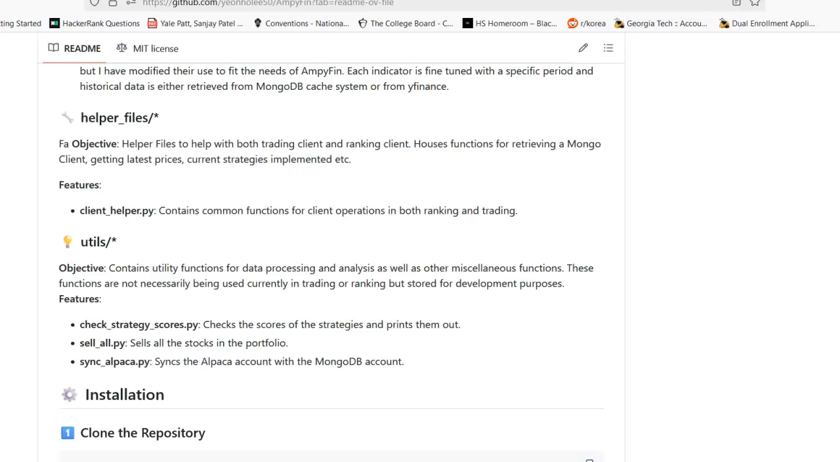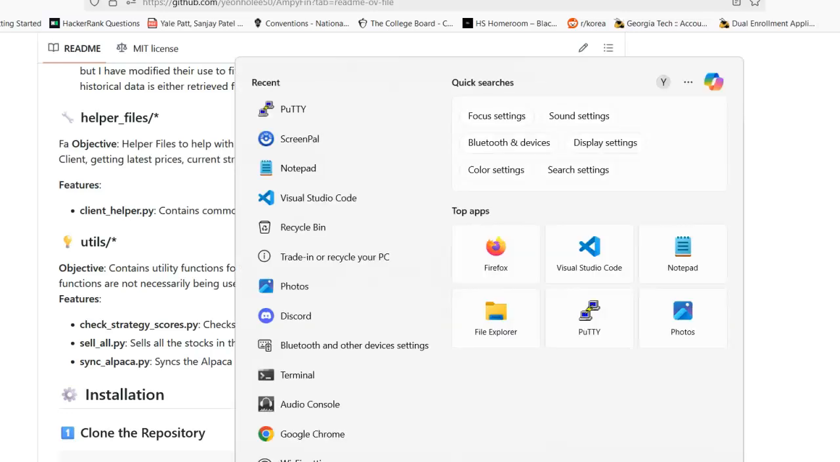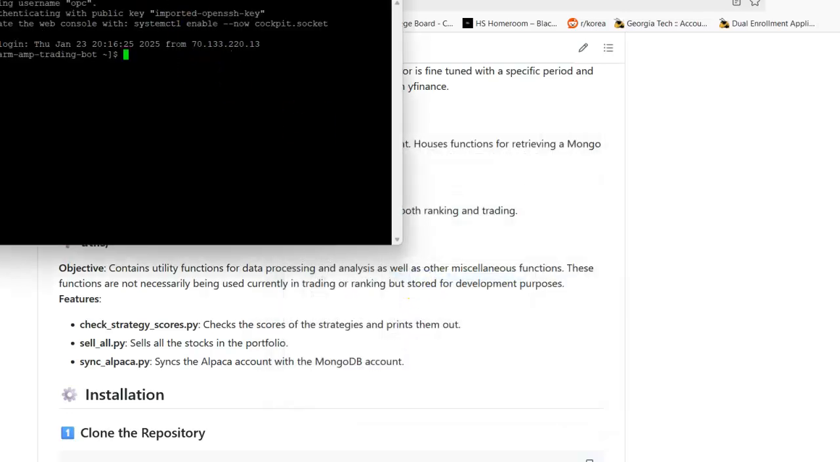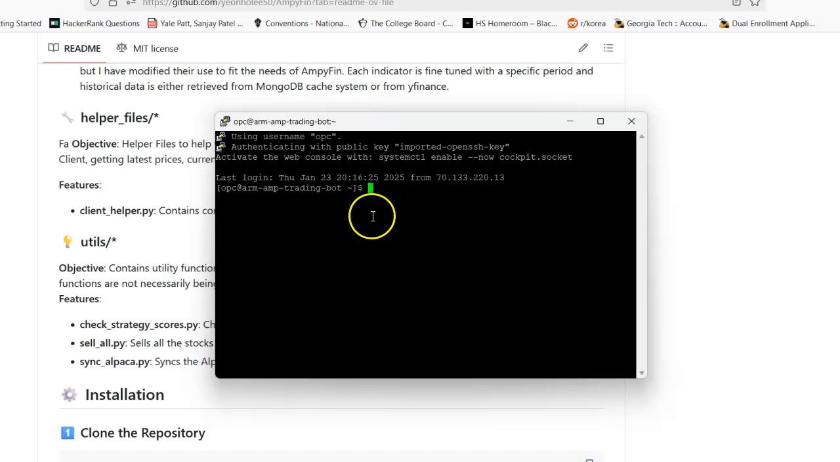So let's go into Oracle Cloud. Currently I'm using an application called Putty. So Putty, and let's go to Ampyfin. Right now in the background, I'm running both the trading and ranking client. And this is using Oracle Cloud, by the way, and you could use Oracle Cloud for free. There's a lot of tutorials on that on YouTube.